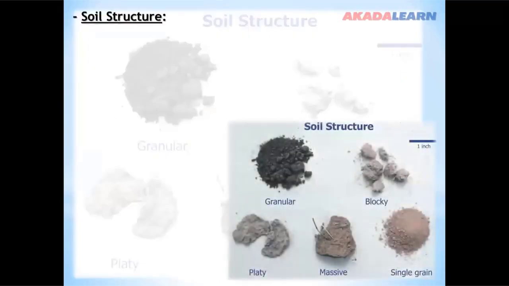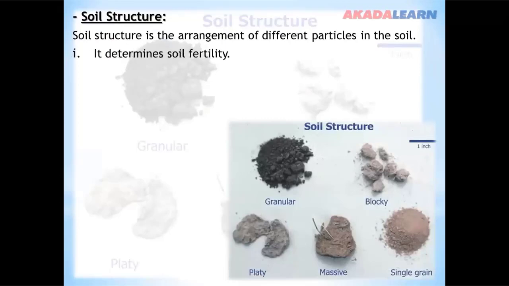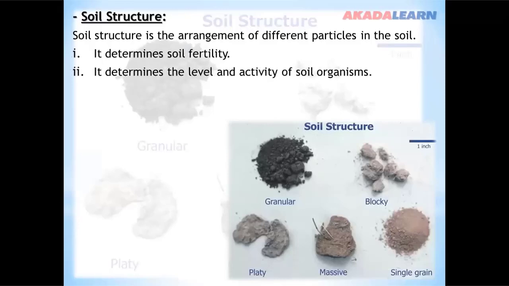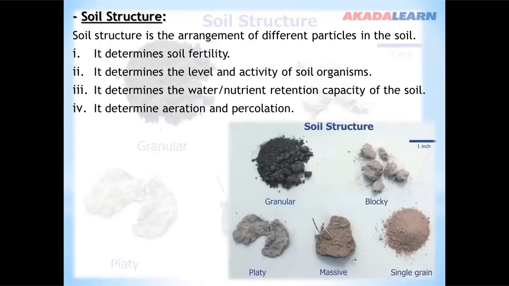We have the soil structure. Soil structure is the arrangement of different particles in the soil. It determines soil fertility. It determines the level and activity of soil organisms. And soil structure determines the water or nutrients retention capacity of the soil, and that is the reason why we can differentiate sandy soil, clay soil, and loamy soil based on their water or nutrient retention capacity. Now, it determines aeration and percolation.